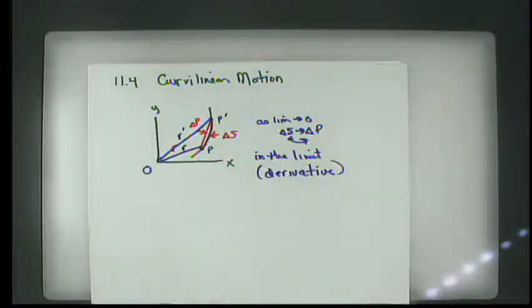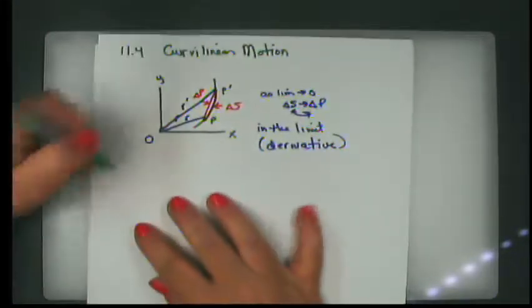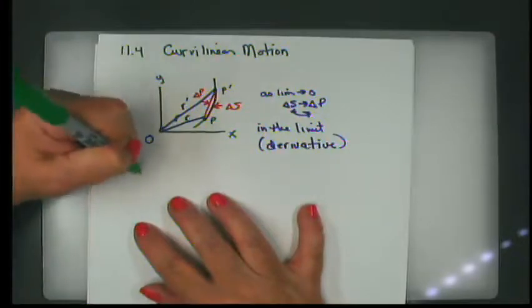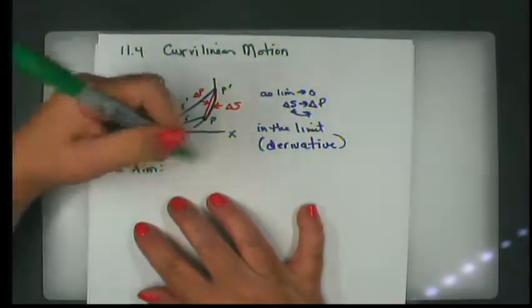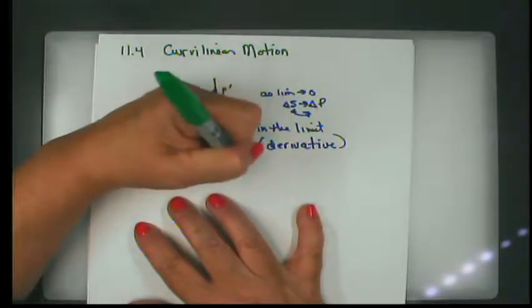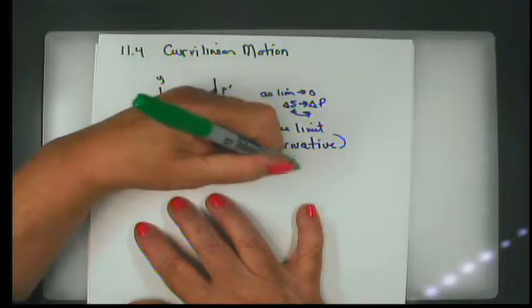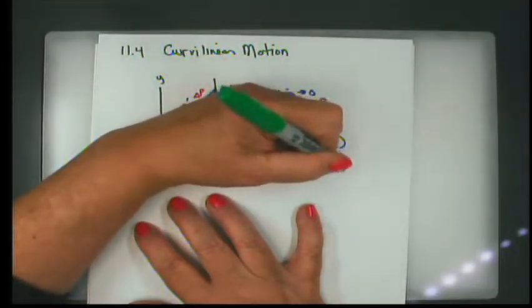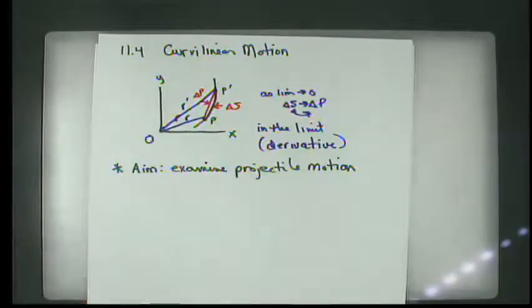Okay, now the reason that as engineers we're interested in curvilinear motion, there are many at this point. But basically what we're aiming at in 11.4 is to examine projectile motion. And when we talk about projectile motion, what we're talking about is something that is not being acted on in the x direction by any external forces, but is being acted on in the y direction by gravity.